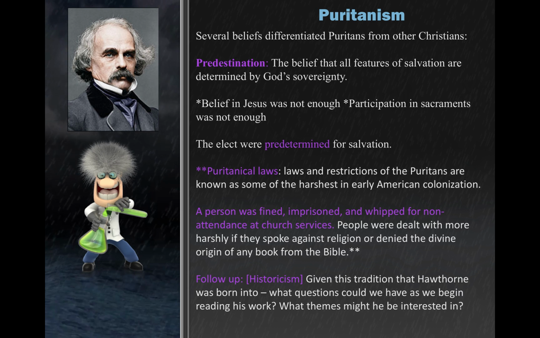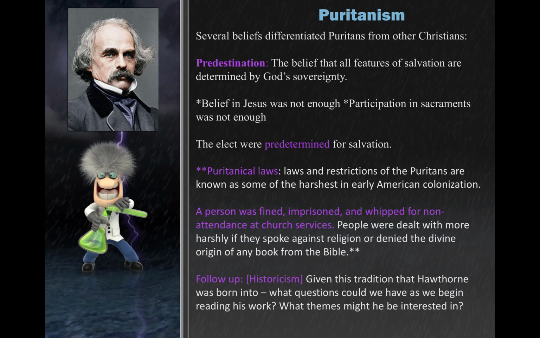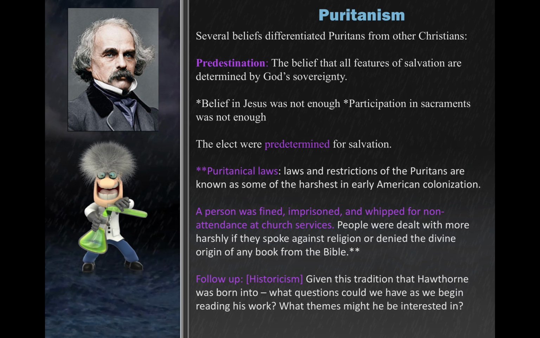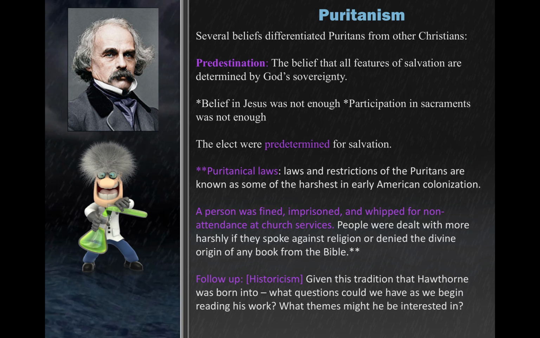Puritanical laws were laws and restrictions of the Puritans, and known as some of the harshest in early American colonization. A person was fined, imprisoned, and whipped for non-attendance in church services. People were dealt with more harshly if they spoke against religion or denied the divine origin of any book of the Bible. So the puritanical laws were strict, harsh, and focused on prevention, or focused on scaring people into not acting in a way that they viewed as unholy.